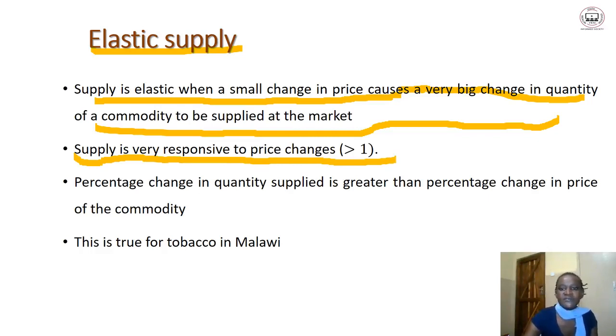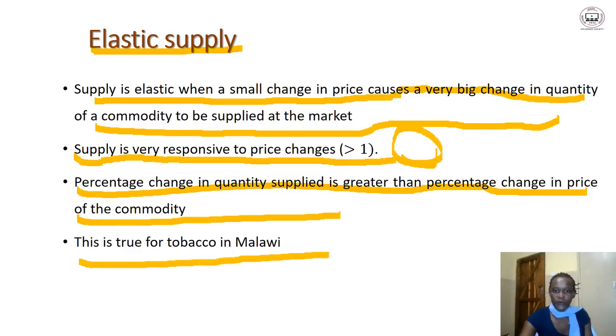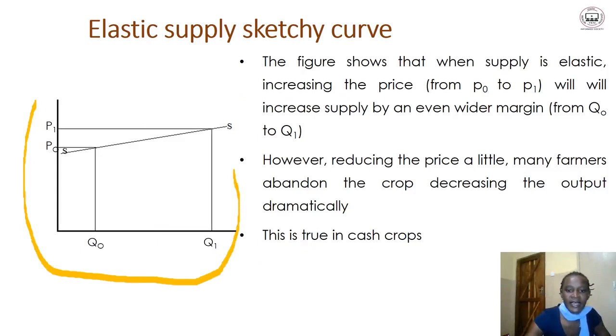Just because it is very responsive, or in short, the percentage change in quantity supplied is greater than percentage change in price of the commodity. Therefore, after calculating price elasticity of supply, which is elastic, we're going to find the answer to be greater than 1. This is true for most of the cash crops here in Malawi, for example, tobacco. And here we have a diagram illustrating elastic supply as a sketchy curve.